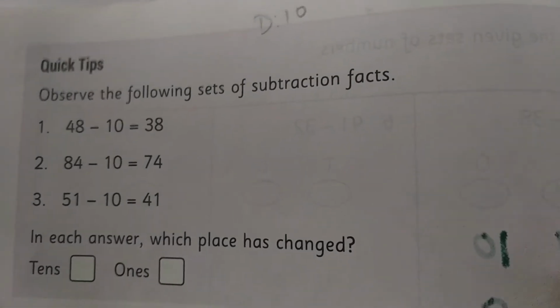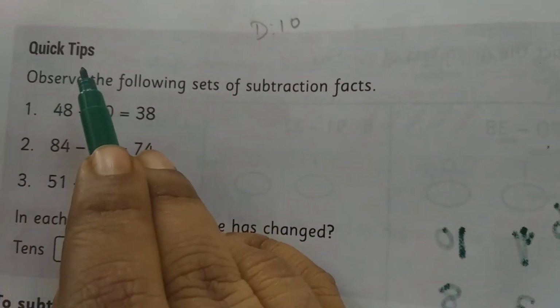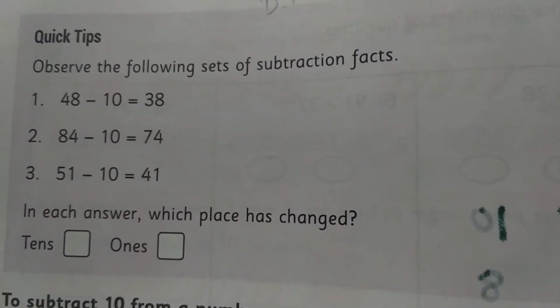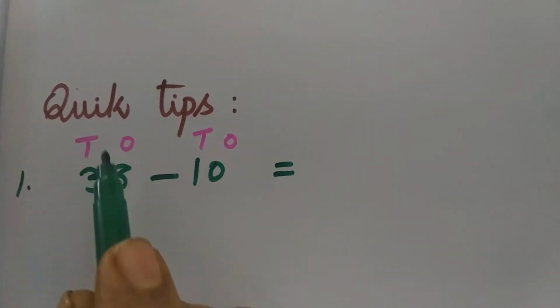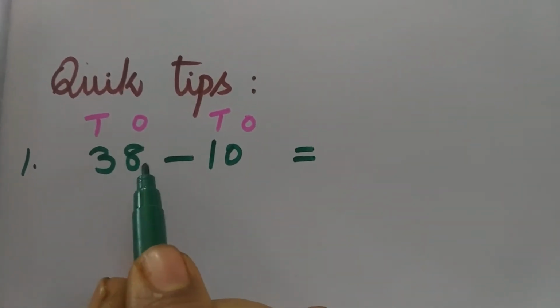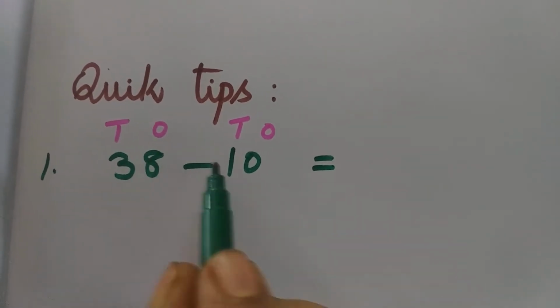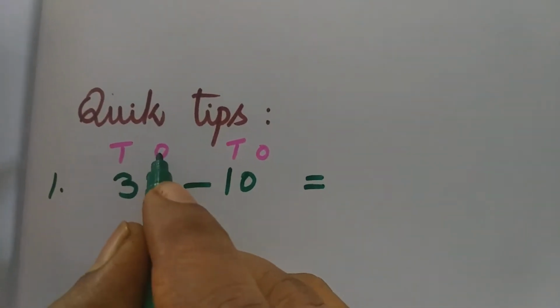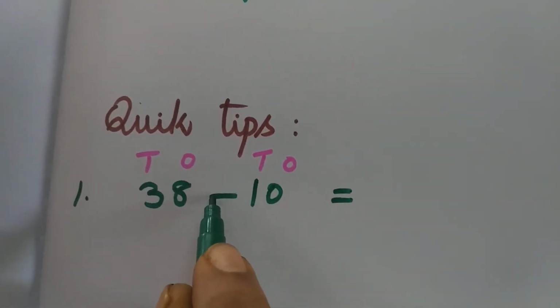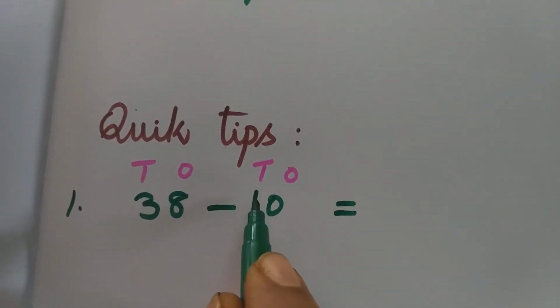Now we are going to see the quick tips. Observe the following 6 subtraction facts. Now see here, we are going to learn about quick tips. See the first sum, 38 minus 10. 38 minus 10 is the question. You just mention this is ones place and tens place. Now minus 10, so you can subtract.